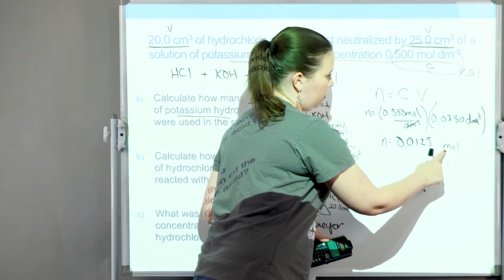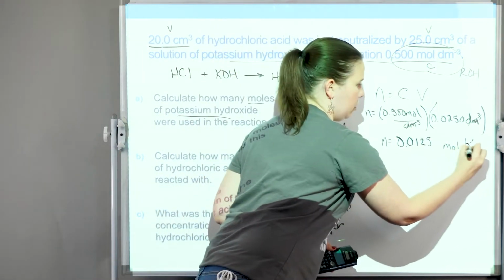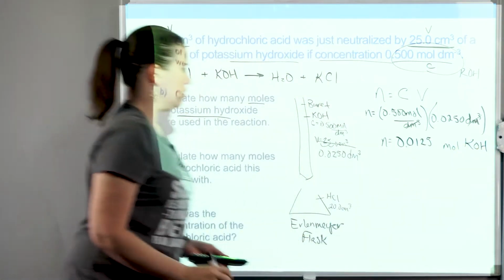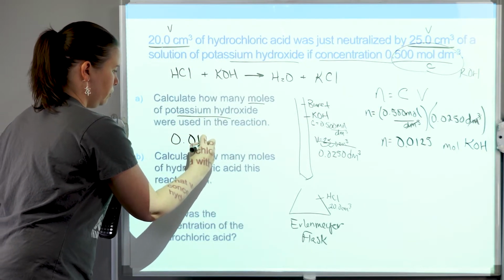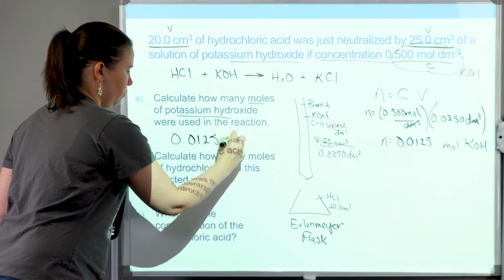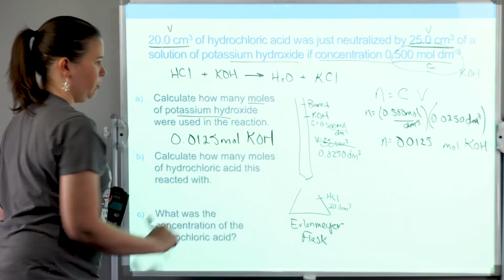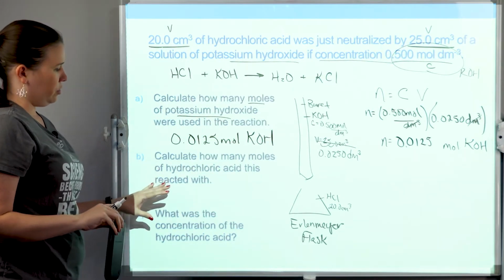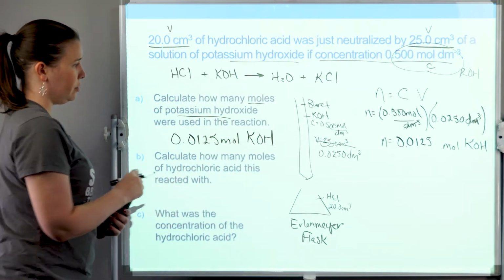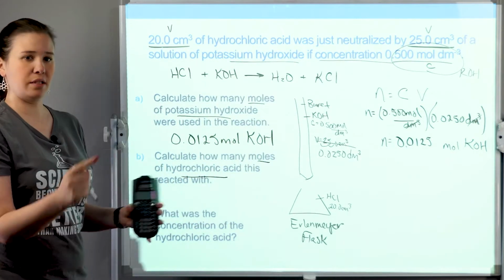So the thing you got to be careful about is, what was this moles of? Remember, we were coming out of the potassium hydroxide. So I have 0.0125 moles of KOH. This entire thing being the unit. Make sure it's complete. Next question is, okay, how much hydrochloric acid is that? Still in moles, but of the acid instead of the base.